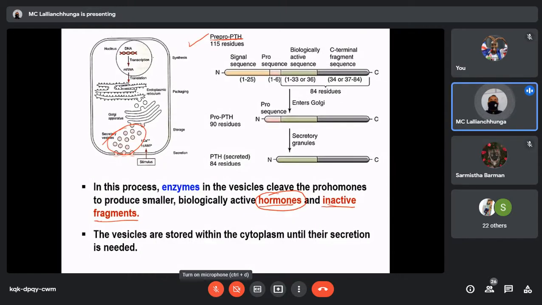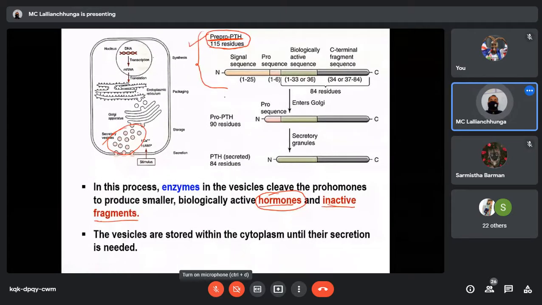All this, transcription, translation and so on, will be discussed in the biochemistry class, not in the physiology class. The first protein produced is the pre-pro hormone. I told you that it is usually very big. Its residues number 115 amino acids. It is quite long, 115 amino acids.